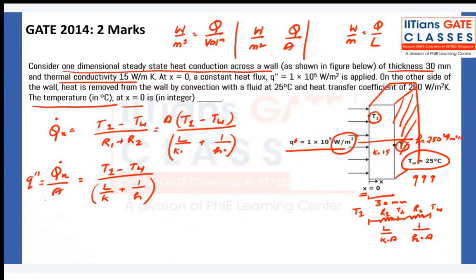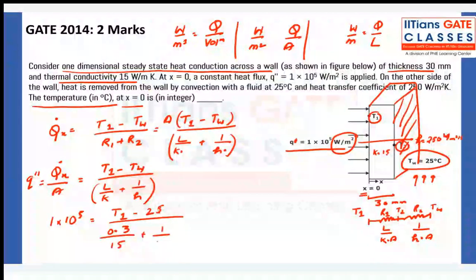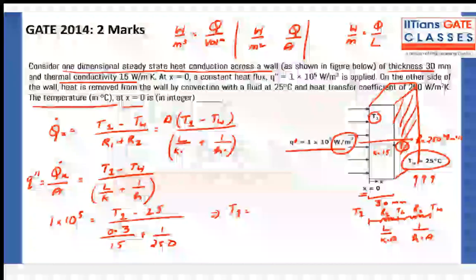So this is given. This is 1 into 10 to the power 5 is equals to T1 I need to calculate. TW is 25. Length is given 30 millimeter. So 0.3 K. K is how much? K is 15 plus 1 upon 250, 1 upon 250, and Sahil has calculated. What is C? Degree Celsius, okay, very nice. So T1 you will get 625. You will solve this and you will get T1 is equals to 625 degrees Celsius. Very nice.